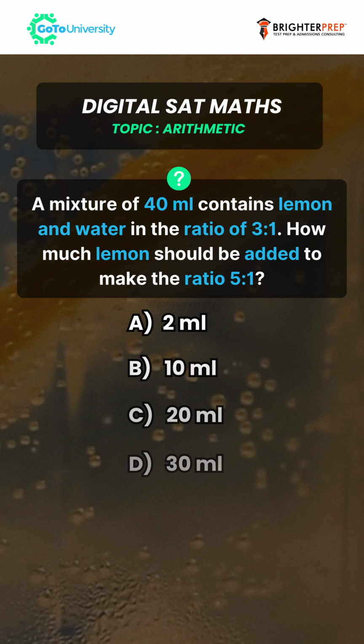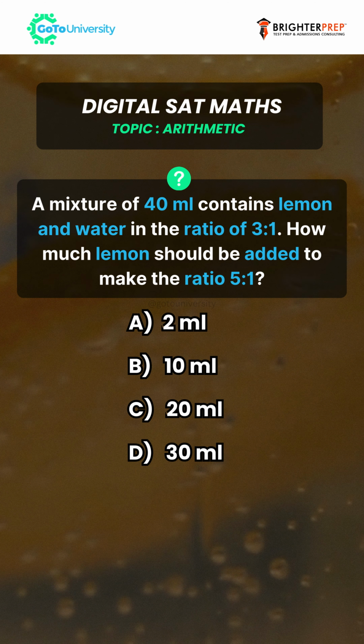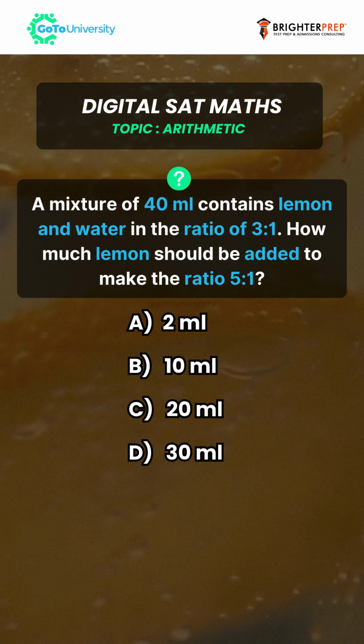A mixture of 40 ml contains lemon and water in the ratio of 3 is to 1. How much lemon should be added to make the ratio 5 is to 1?